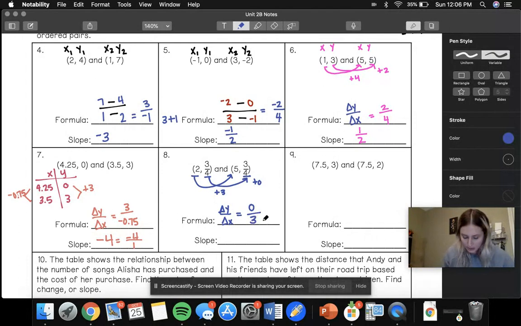Okay, and if we type in 0 divided by 3, we get 0. So the slope is 0. Remember that 0 is a flat line.